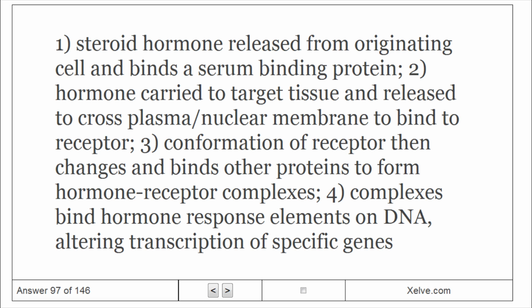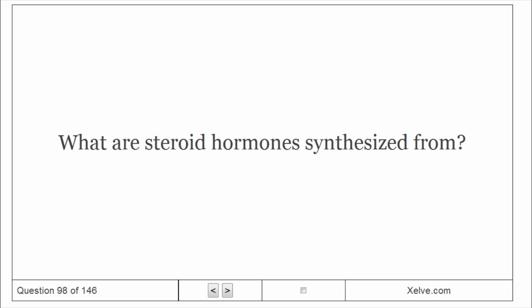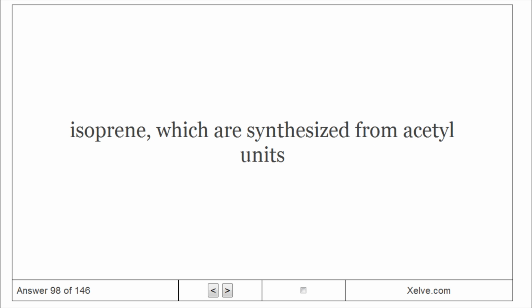Three, conformation of the receptor then changes and it binds other proteins to form hormone-receptor complexes. Four, complexes bind hormone response elements on DNA, altering transcription of specific genes. What are steroid hormones synthesized from? Isoprene, which are synthesized from acetyl units.